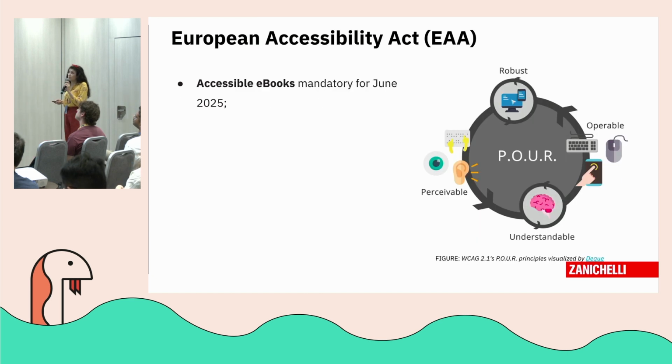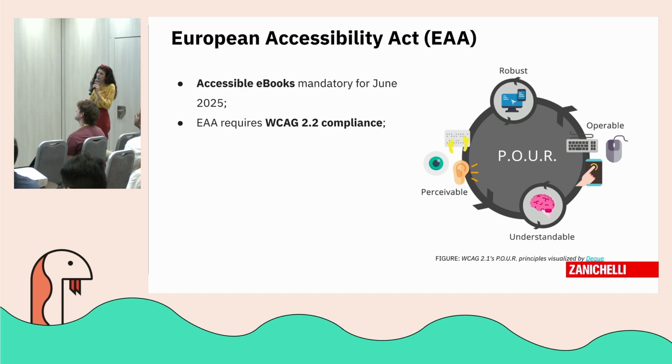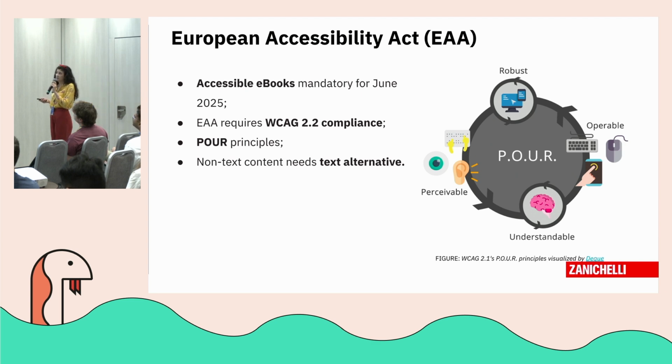And what about the European Accessibility Act? It is a law introduced by the European Union, which imposes that all digital products and services must be accessible by June 2025. In our case, we are talking about accessible ebooks. It requires WCAG compliance based on POUR principles, meaning that digital content has to be perceivable, operable, understandable, and robust. The first principle, perceivable, says that non-text content needs alternative text. For this reason, we are here today.